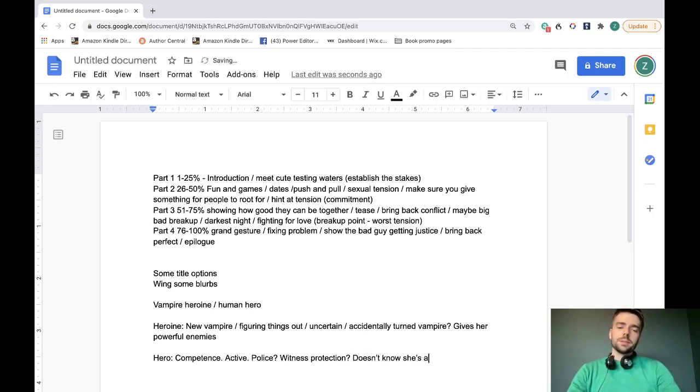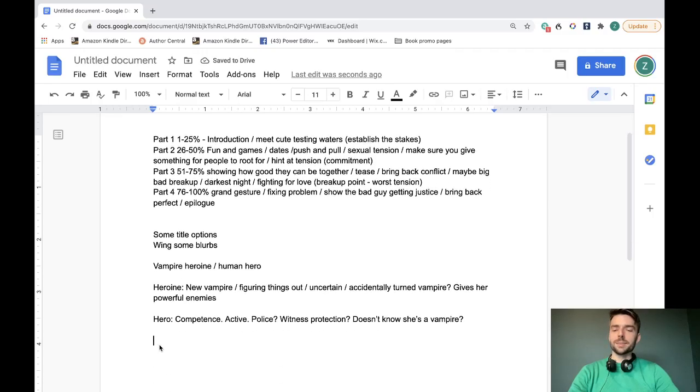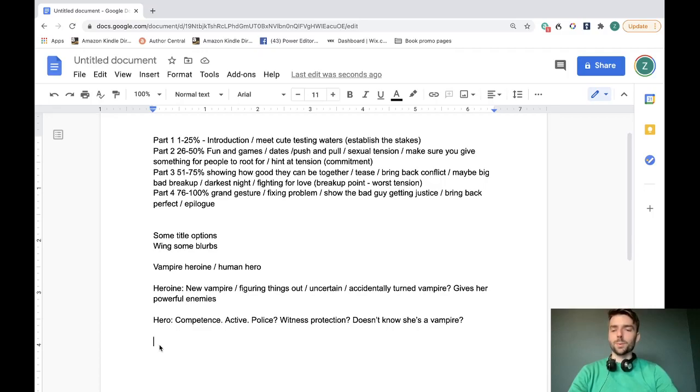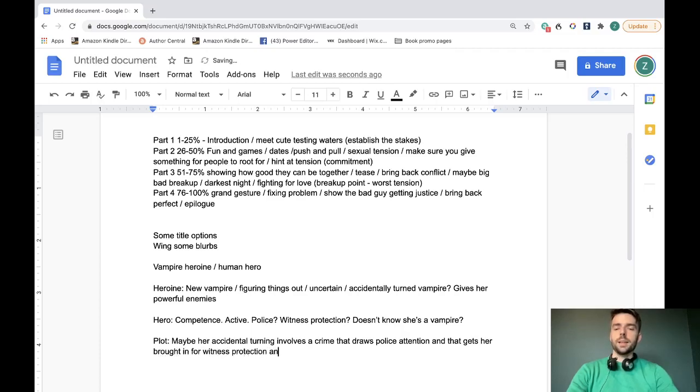Does he know she's a vampire? So that could be kind of a fun introduction to the story. Let's see. So I'm kind of moving around here as I'm thinking of stuff, but this is more for the plot, I guess. Maybe her accidental turning involves a crime that draws police attention, and that gets her brought in for witness protection, and she ends up in his care.